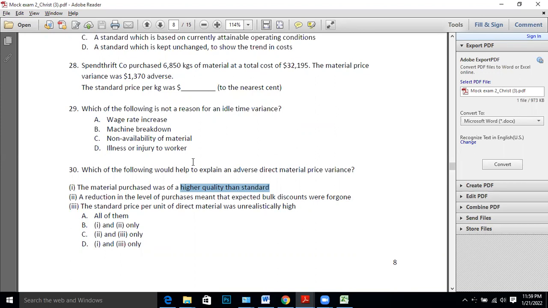Standard price per unit of direct material was unrealistically high. No, if you have set the standard high, then you are going to buy actually at a lower price, which must be a favorable variance. Here we are talking about adverse variance. Therefore, 1 and 2 are the right answers. 1 and 2 means option B.